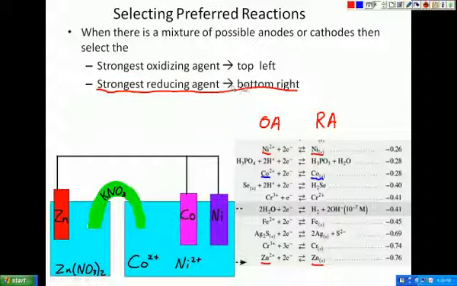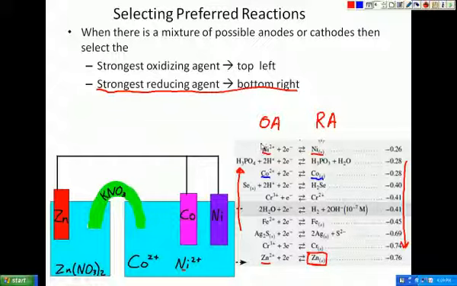Well, it's going to select the strongest reducing agent. How do you know which one's the strongest reducing agent? The easy way of thinking of it is it's just the bottom right. So the strongest reducing agent is zinc solid right here. And remember, reducing agents are on the right side, and the strength of the reducing agent increases as it goes down. The strength of the oxidizing agent increases when it goes up. So the strongest oxidizing agent is going to be on your top left side, which happens to be nickel right here.